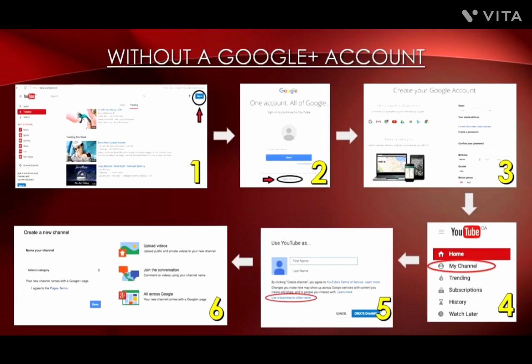Once you're done creating your Google account, you'll be taken to the YouTube homepage. On your left, there will be a list of tabs. Click on My Channel. A pop-up like this will appear, and you should click on Use a Business or Other Name. Then do the same thing. Name your channel and select a category that best describes your business. This is also where a Google Plus page will be automatically created for you under this name as well.